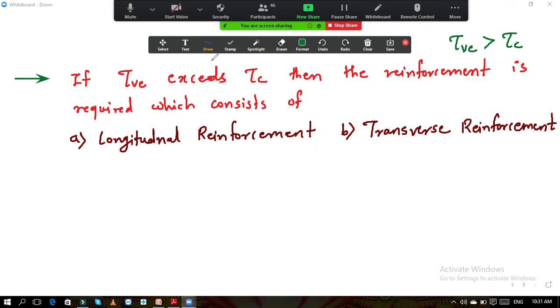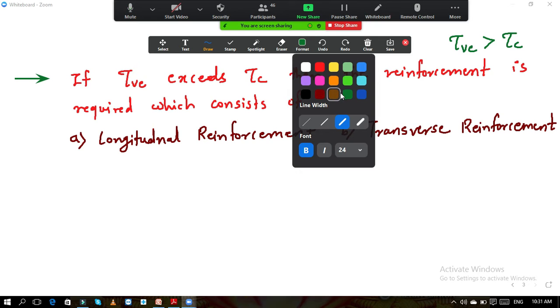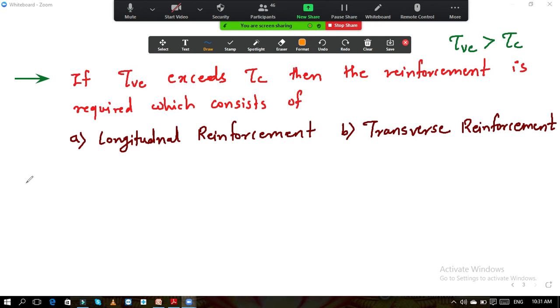So I will give the next heading: longitudinal reinforcement. How to design the longitudinal reinforcement in this case? Okay, so now the longitudinal reinforcement shall be designed. You write down simultaneously with me.